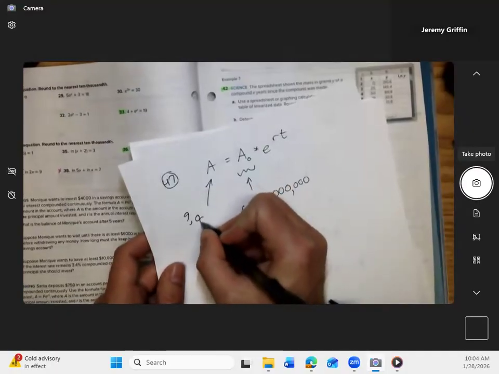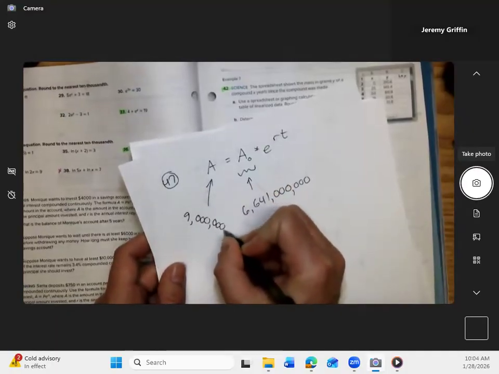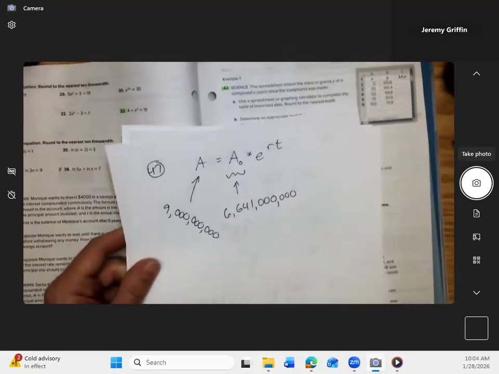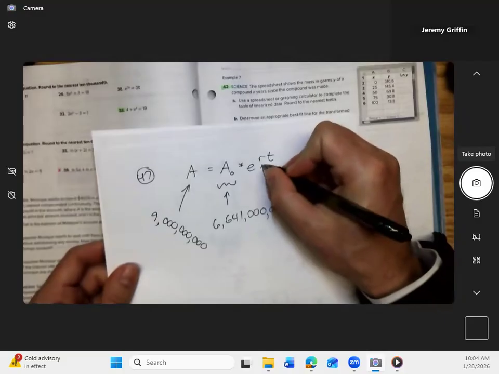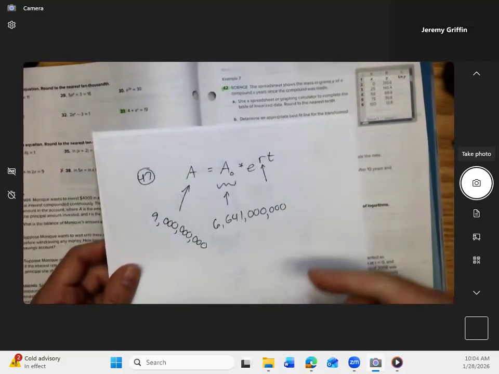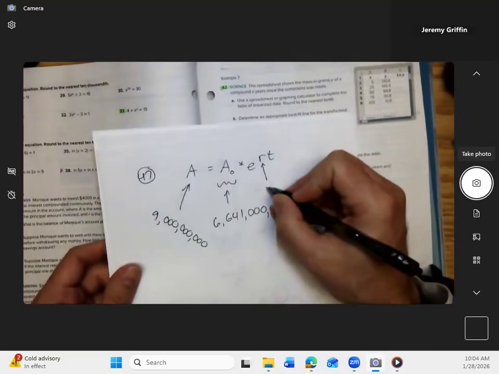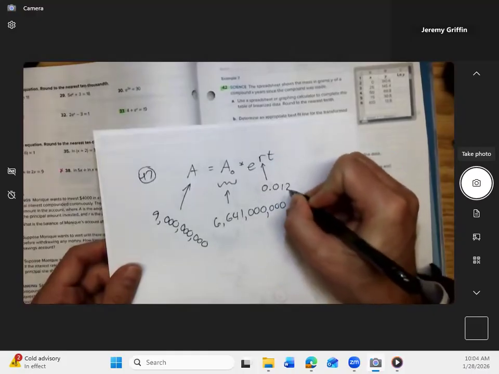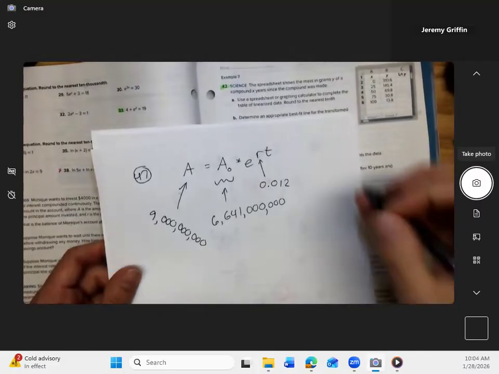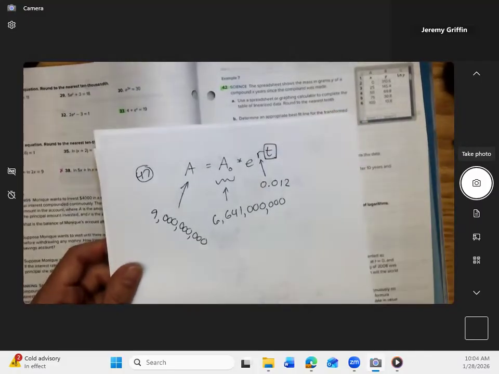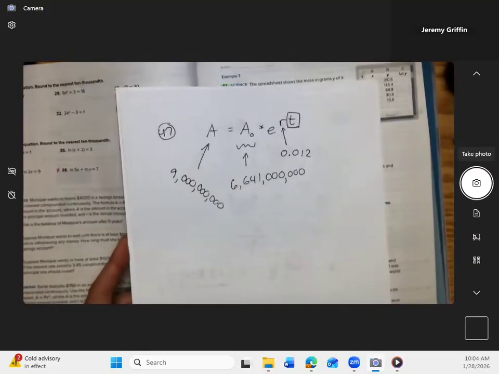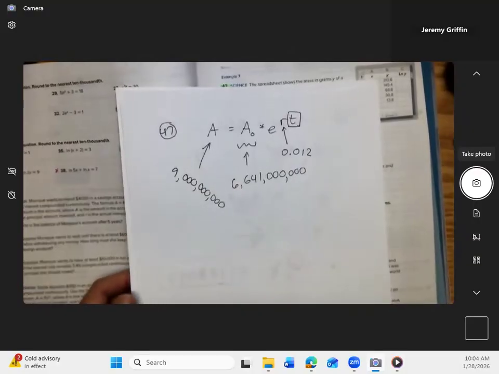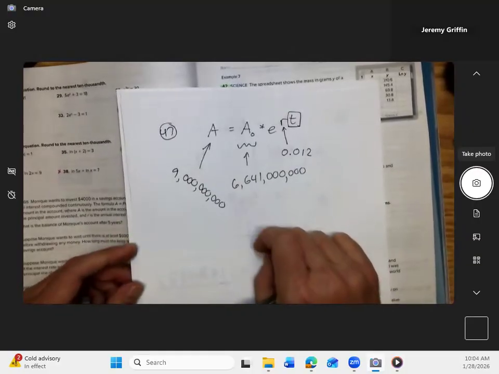So here's 9 billion. And we know the growth rate is 1.2%. Guys, how do you write 1.2% as a decimal? 0.012. Right? 0.012. Okay. And we got to solve for this time right here. Right, guys see that? Okay, so what do you think is the first step?